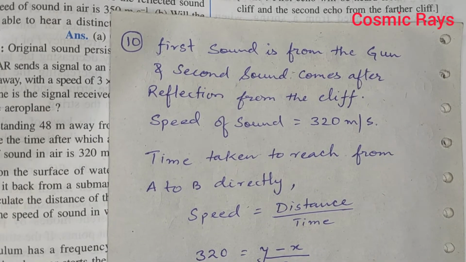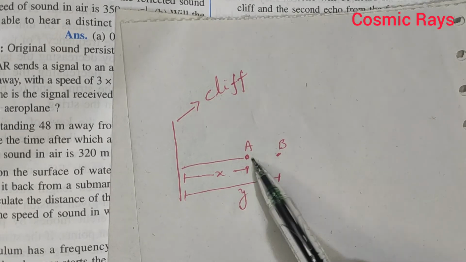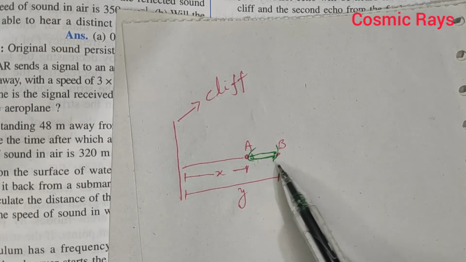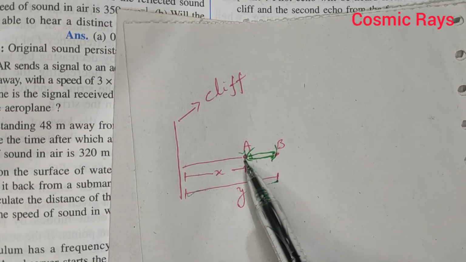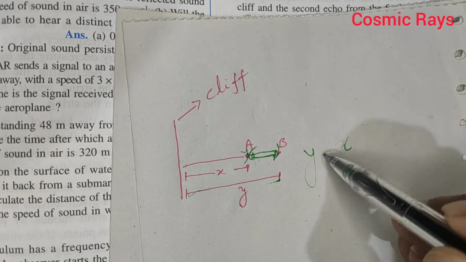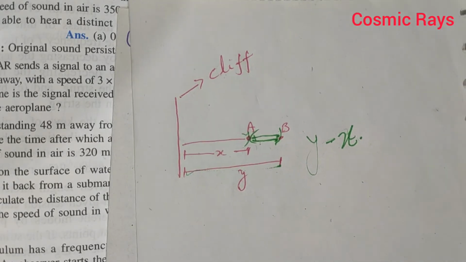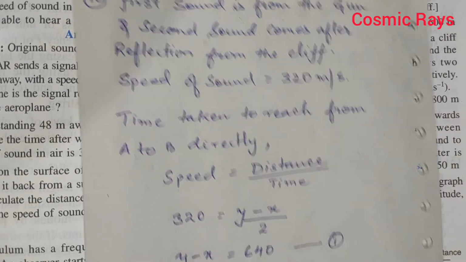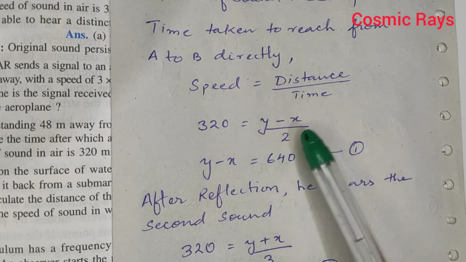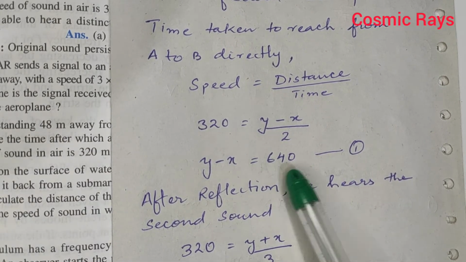Distance, for the first part, please see, the person is able to hear the sound directly from A to B. So this distance, I had told you, is the total distance minus this part, that is y minus x. So this is our distance. That is why it says here 320 is equal to y minus x divided by 2. Solve it. This is a simple equation. Now we mark it as equation 1.